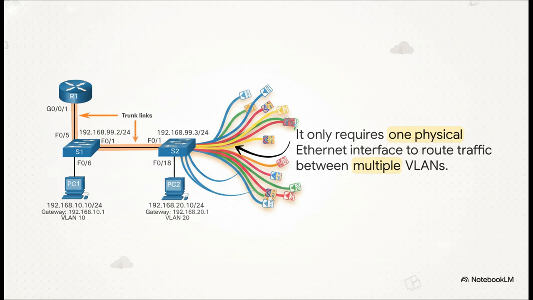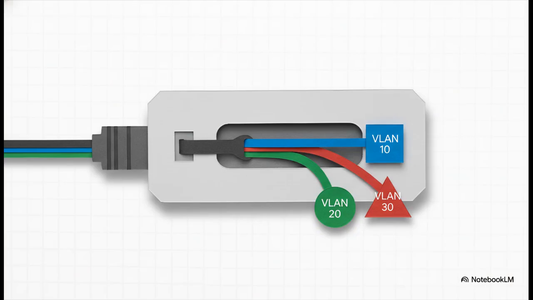But here's the clever part. Every little piece of data is tagged with a label that says which VLAN it belongs to. It's just so much more efficient. But wait, how does the router handle this big jumble of traffic all coming over one single wire?